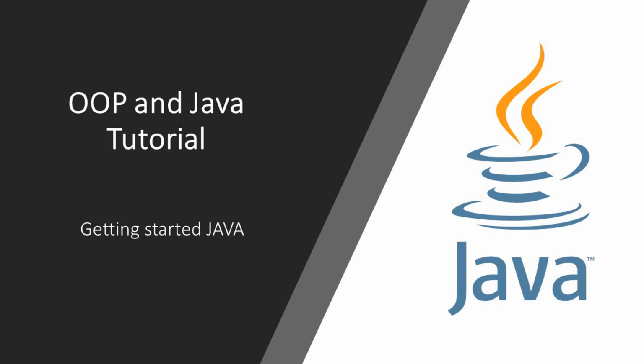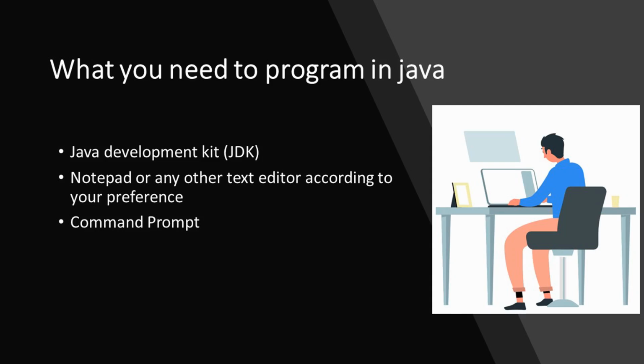Hi, welcome you all. Now we are going to start our Java coding and basics. First of all, what you need to program Java on your computer. You need to install Java Development Kit on your machine. The Java Development Kit used in Java programming along with the Java virtual machine and the Java runtime environment. The installation process is in the link in the description below.